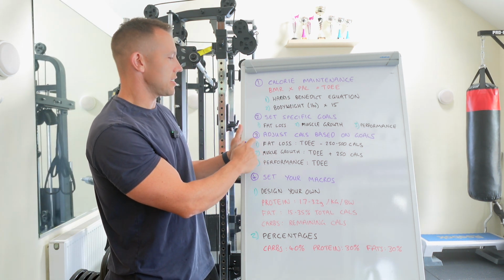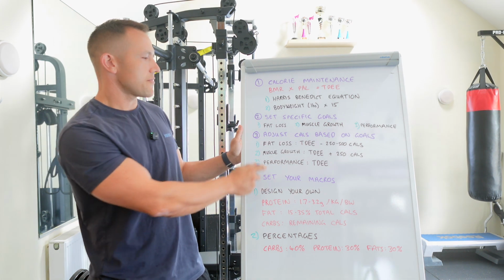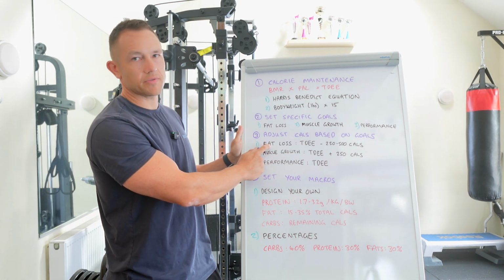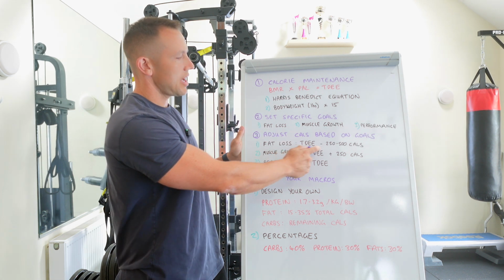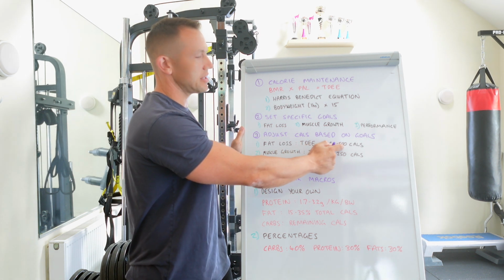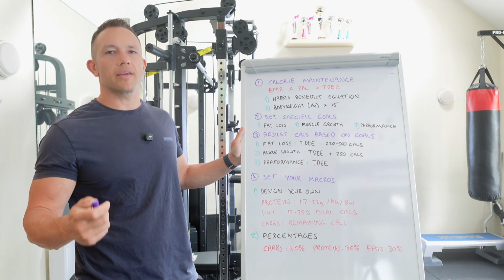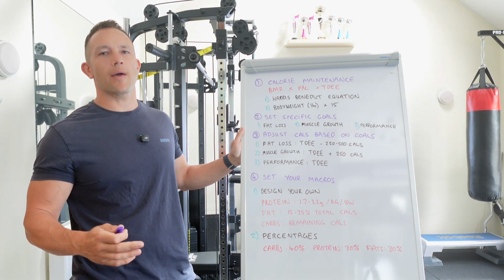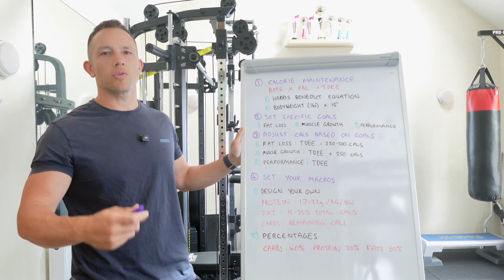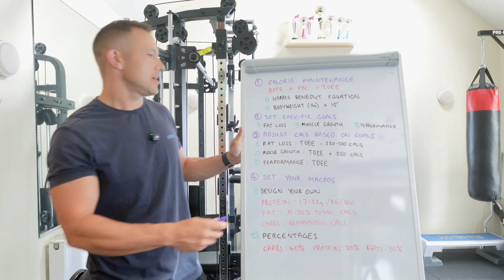Step number three, we need to adjust our calories based on our goals. So for fat loss, if the goal is fat loss, we need to take our total daily energy expenditure and subtract 250 to 500 calories per day. When we're losing weight, we don't really want to be losing more than 1 to 2 pounds a week. Anything more than that, we risk losing all that muscle that we've worked so hard to build up over the weeks and months before, okay?